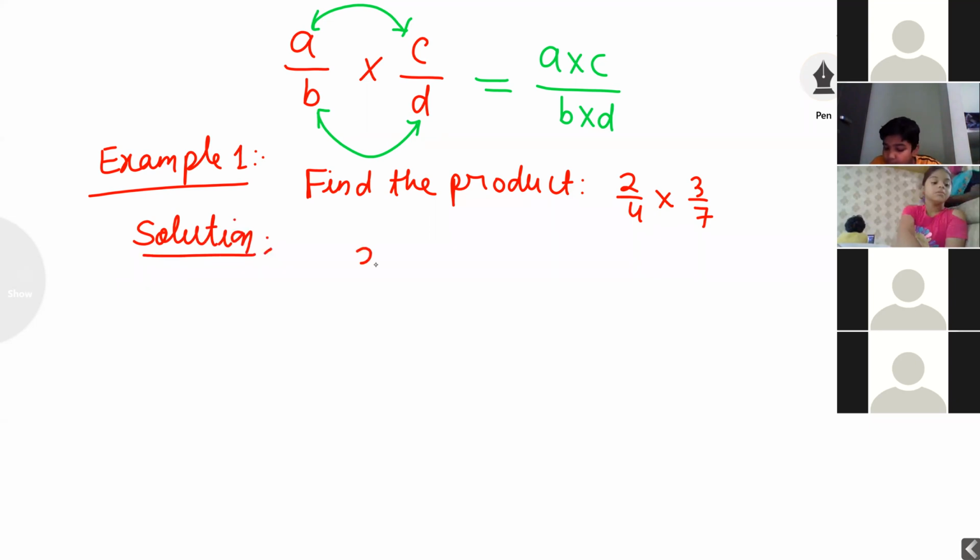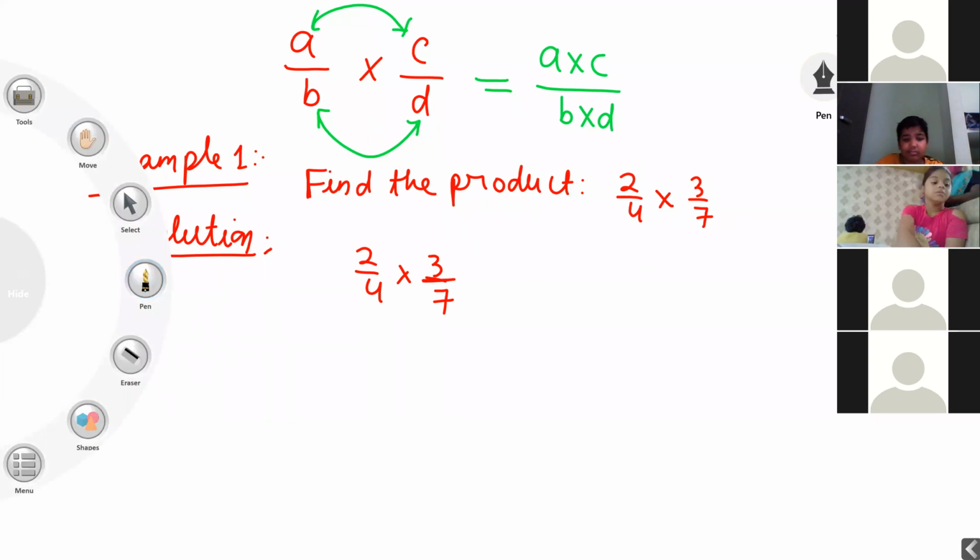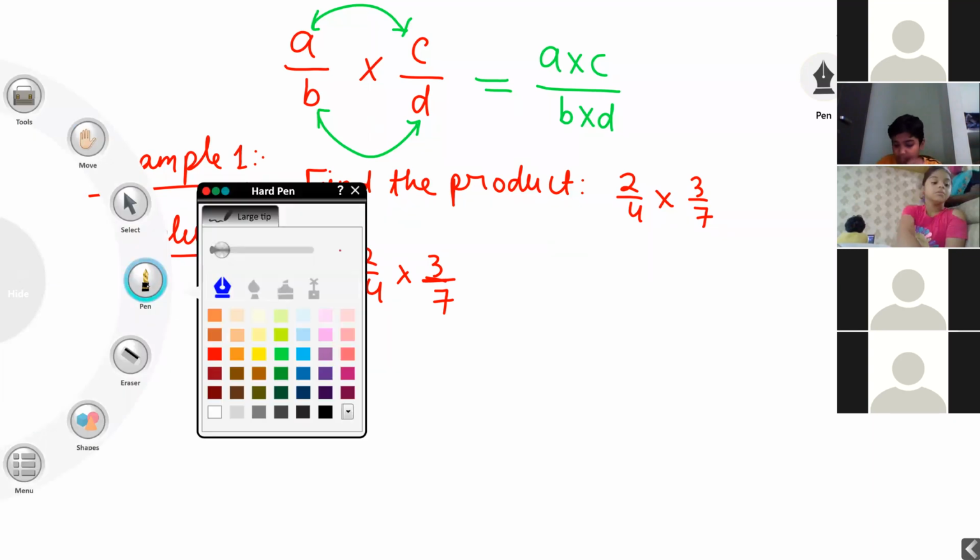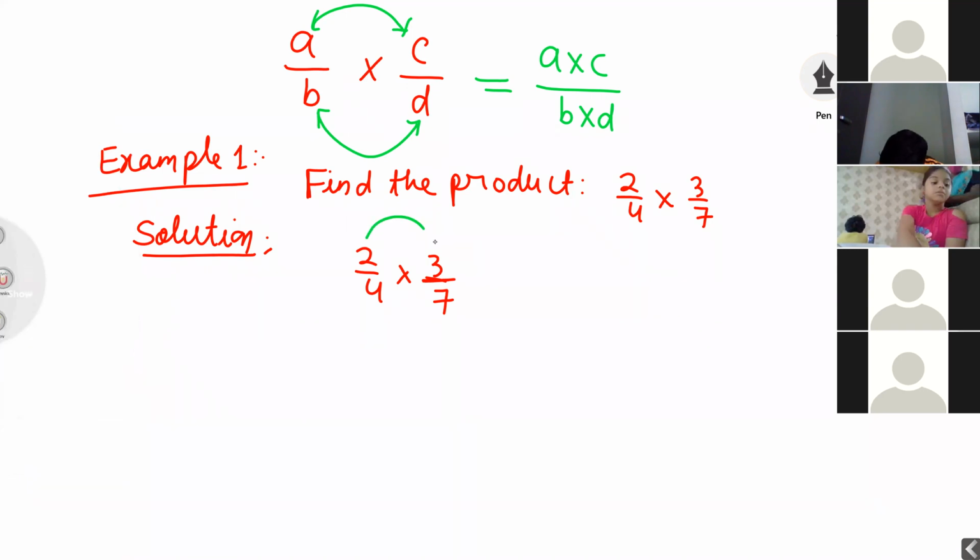Now the question is 2 by 4 into 3 by 7. Simply I multiply 2 into 3 over 4 into 7, which is equal to 2 into 3 divided by 4 into 7. Directly you can write the answer: 2 threes are 6, divided by 4 sevens are 28. We can simplify: 2 threes are 6, 2 fourteens are 28.